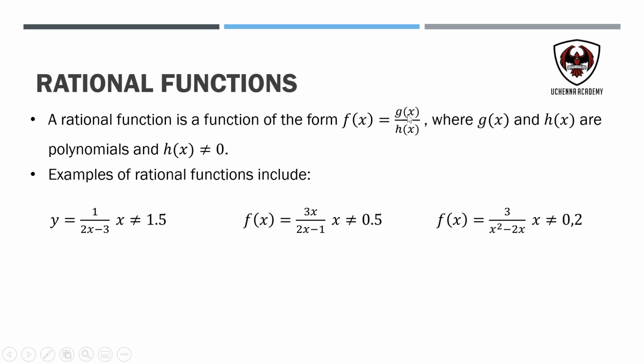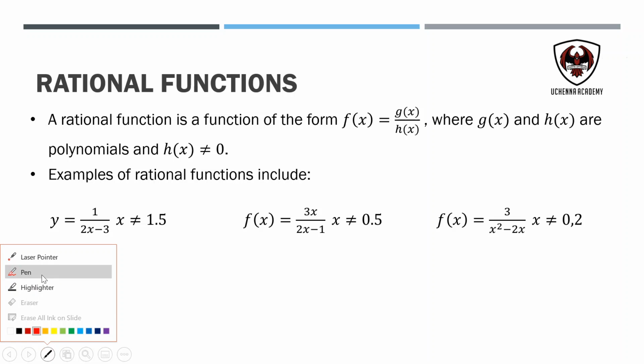Really just means that we've got a numerator and a denominator. Ratio is really what we're referring to. And here are some examples of rational functions.